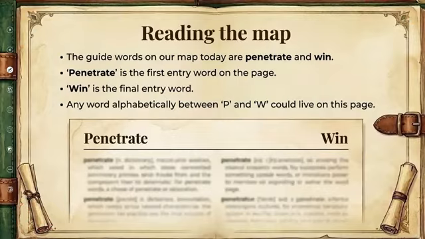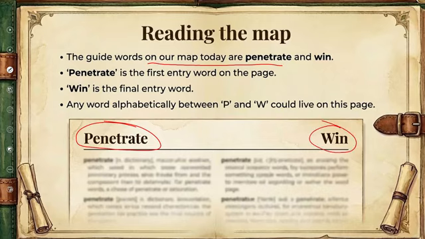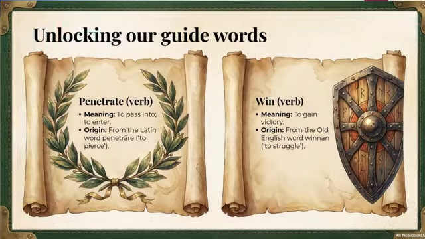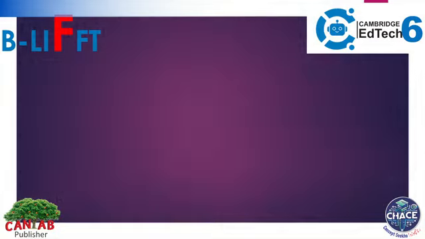Reading the map: the guide words on your map today are penetrate and win. Penetrate is the first entry word on the page, which you can see here. Win is the final entry word, which you can see here. Any word alphabetically between P and W could live on this page. You can find other words here in between them. Unlocking our guide words: penetrate, meaning, and then you can find the meaning and origin of that word in your dictionary. Then we have the word win, to gain victory, from the Old English word winnen, to struggle.